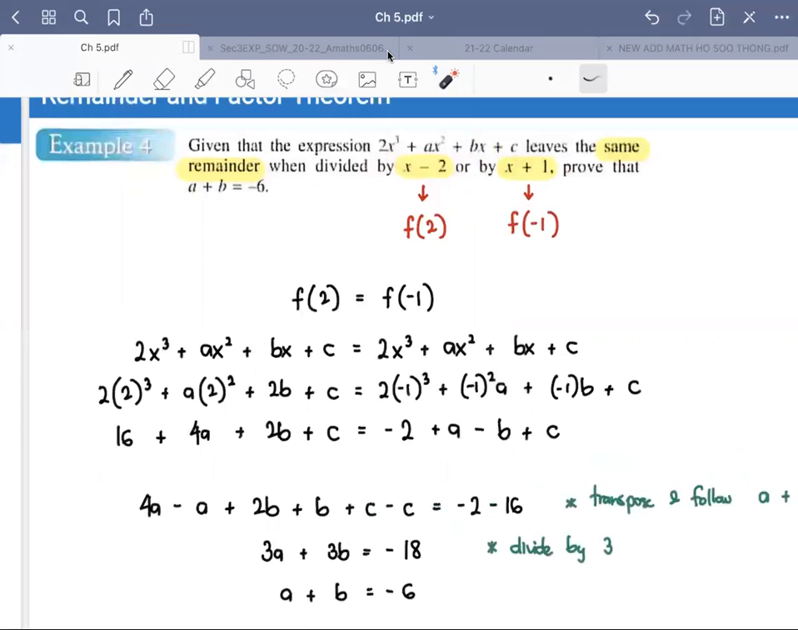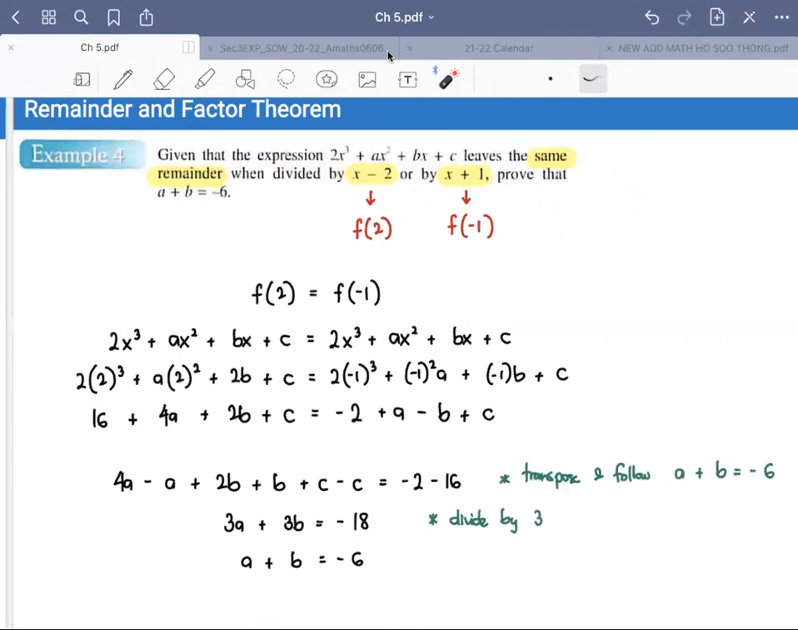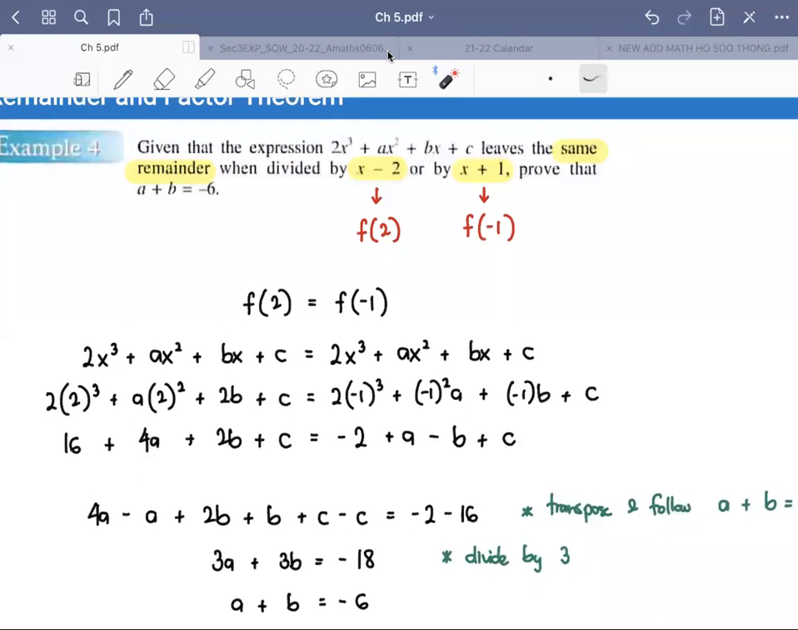Let me read the question first. Given that the expression 2x cubed plus ax squared plus bx plus c leaves the same remainder when divided by x minus 2 and x plus 1, prove that a plus b is equal to negative 6. All right, so how are we going to answer this? Let me just make this one quick because it's already 2:25. Basically, class, you have two functions here, because you divided this twice by two different functions. Your first function is f of 2, and the second one is f of negative 1.